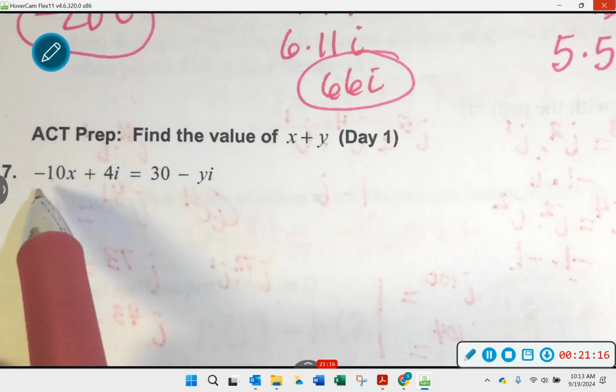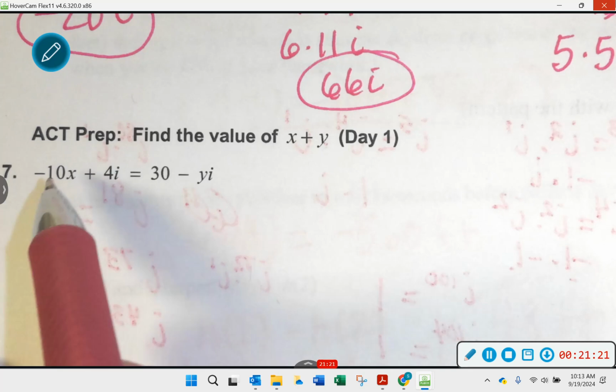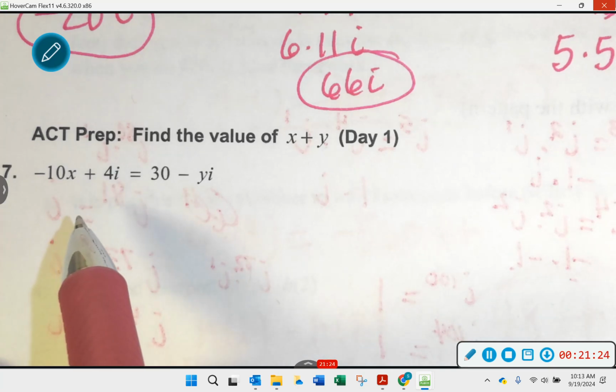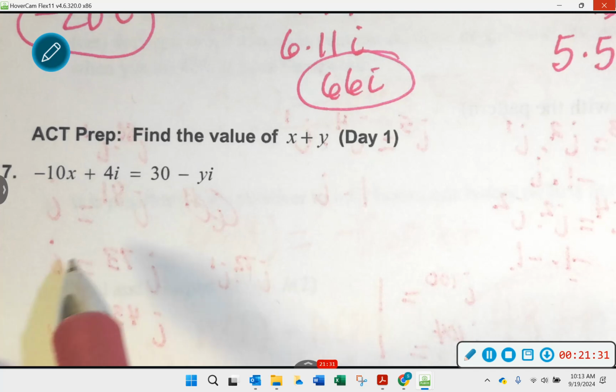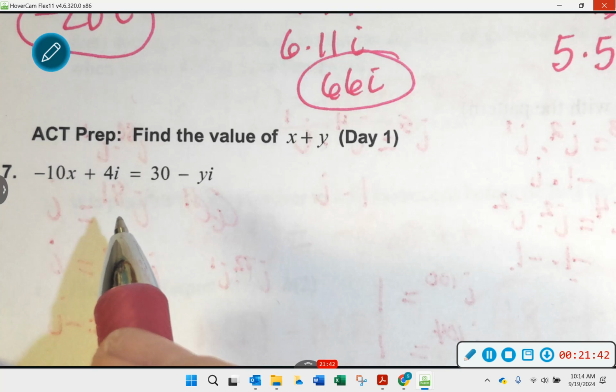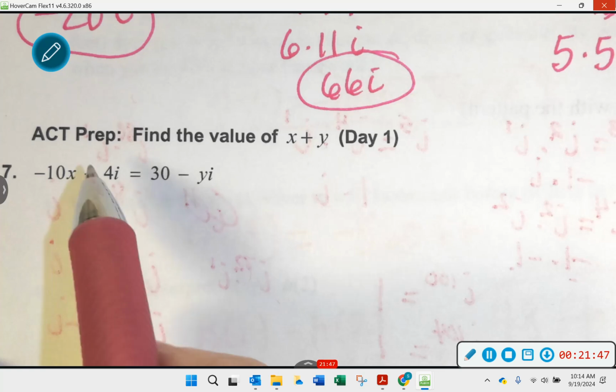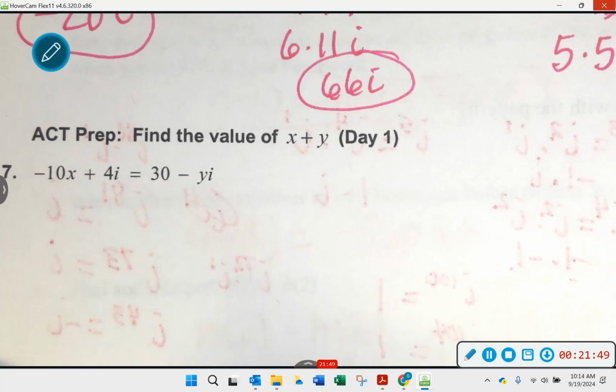This is a complex number, and this is a complex number. We want the real parts to be the same, and we want the imaginary parts to be the same. Does that help on how we could start it? What do you think, Sydney? Okay, interesting. So she's kind of wanting to get the i's together and the real parts together. Actually, that's not going to be the easiest way to do it, though.